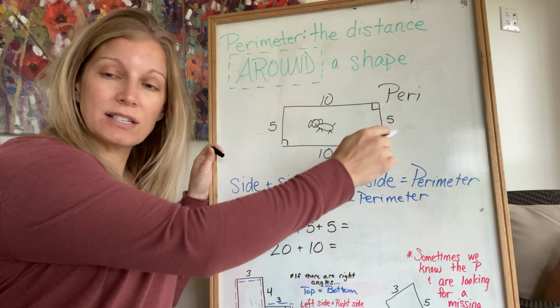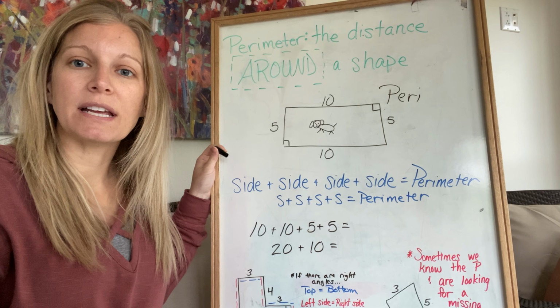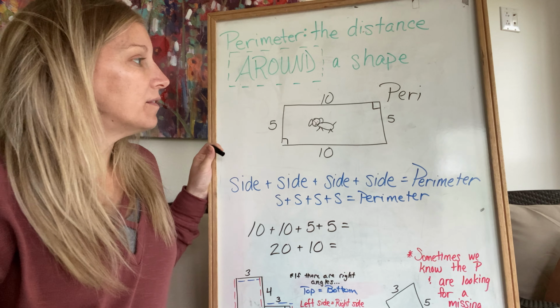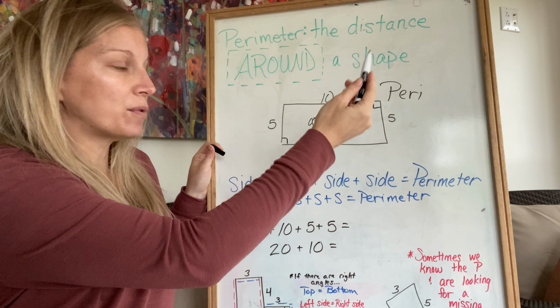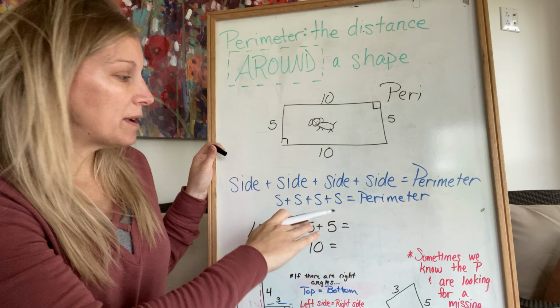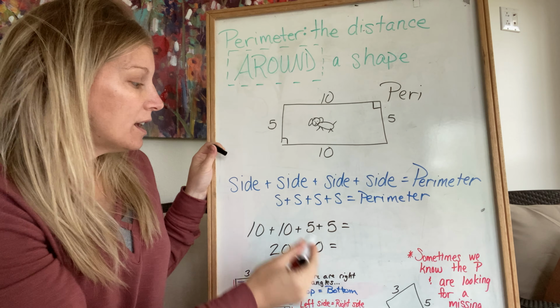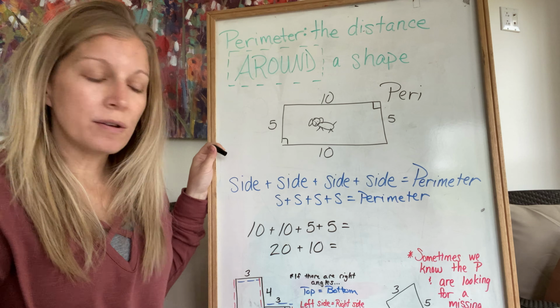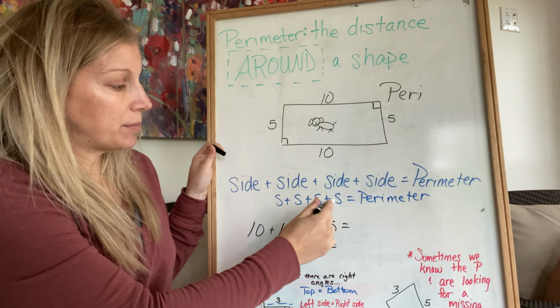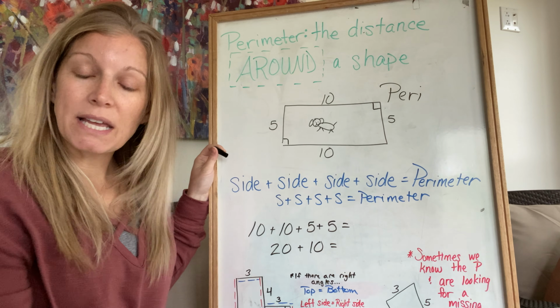So this is a very basic shape, obviously, it's just a rectangle. And we add up all the sides, there's 4 sides. So like I said, very basic, very simple. So it's just side plus side plus side plus side equals perimeter. We can make it shorter by just doing S plus S plus S plus S equals perimeter, or P.